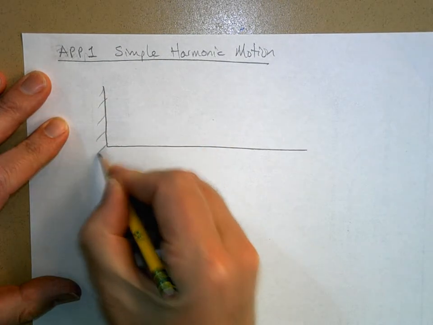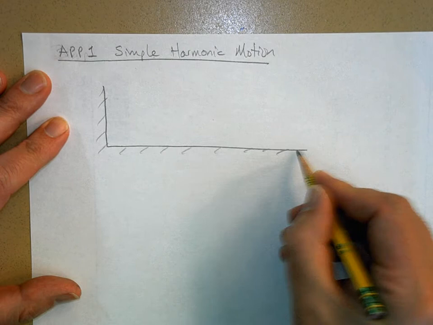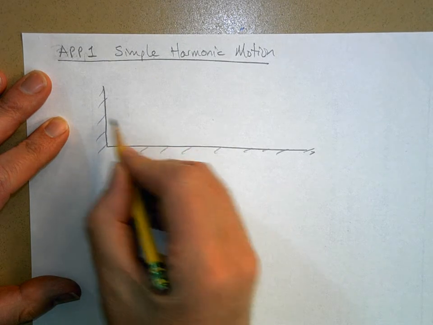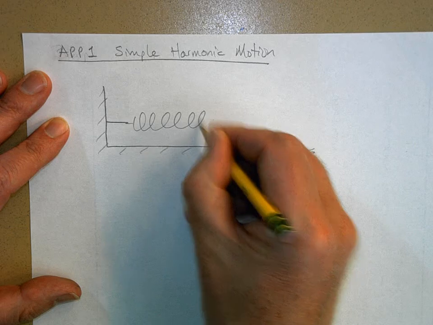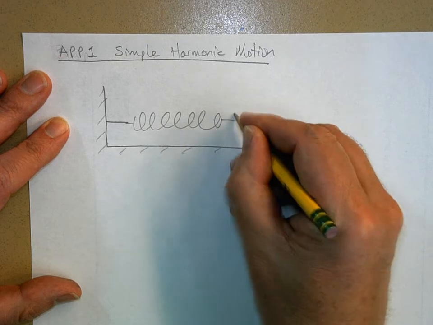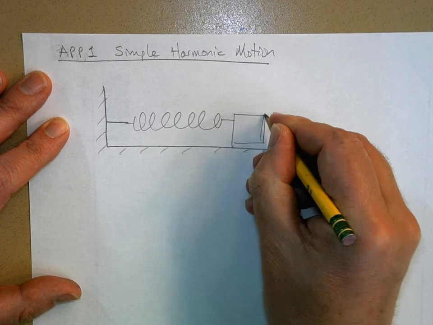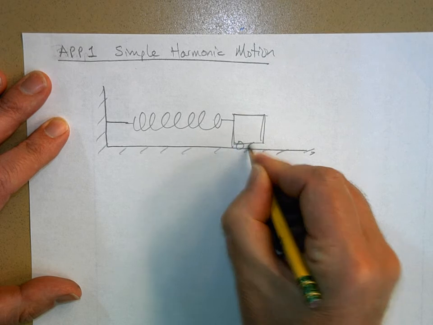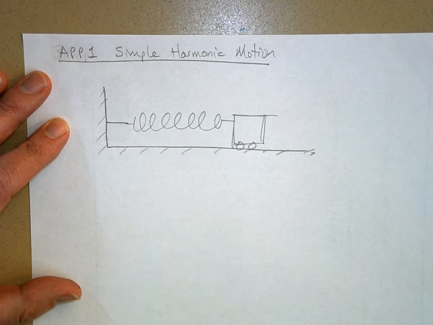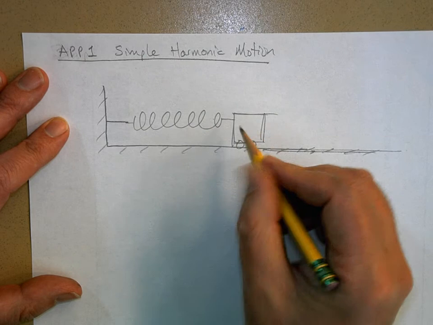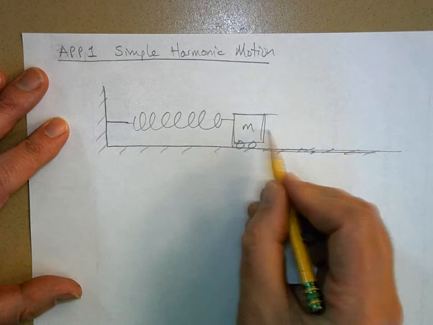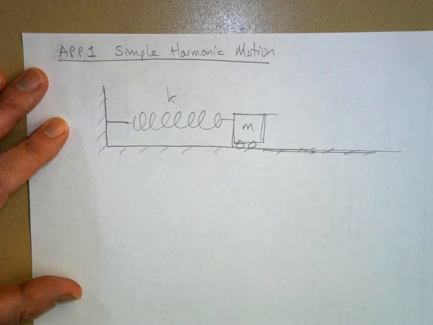So here I've got some horizontal surface, and here's a wall that's anchored. And what I'm going to do is I've got a spring, and then I'm going to connect this to a mass. I'm not drawing this very well, but oh well. And here's our little crate. It has a certain mass, and we connect it with a spring that has a certain spring constant.